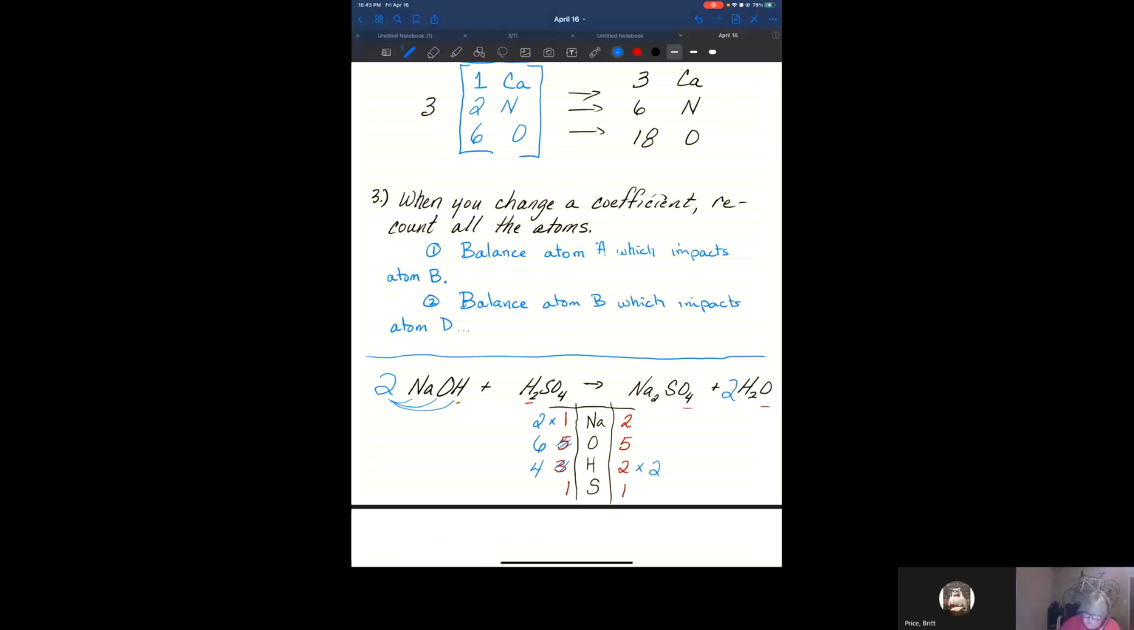By putting the 2 there, I also have changed my oxygen count. So there's 2 oxygens and 4 oxygens. Last I knew, that made for 6 oxygens. Done.